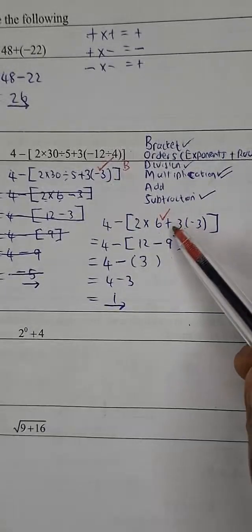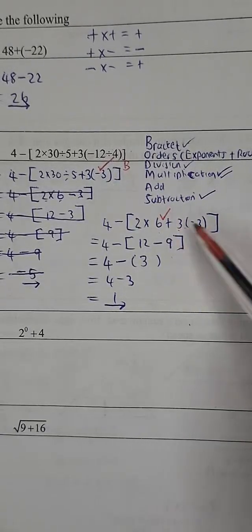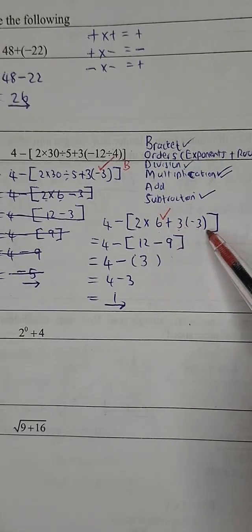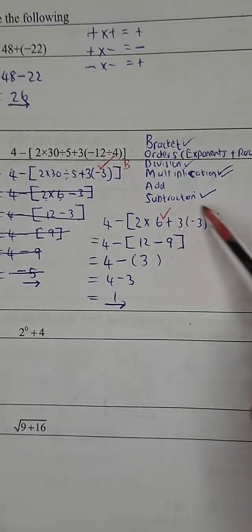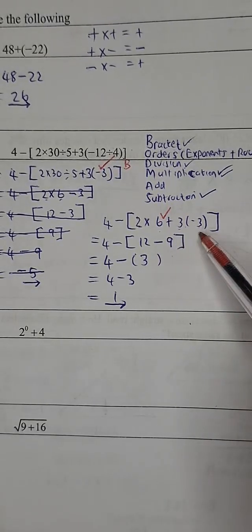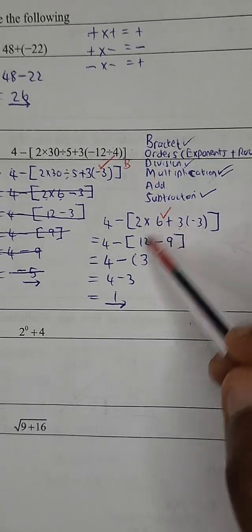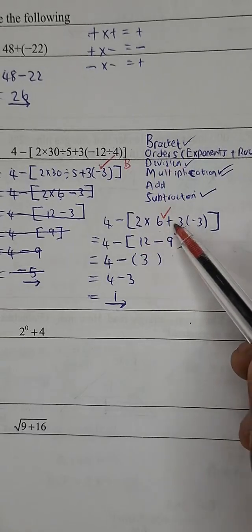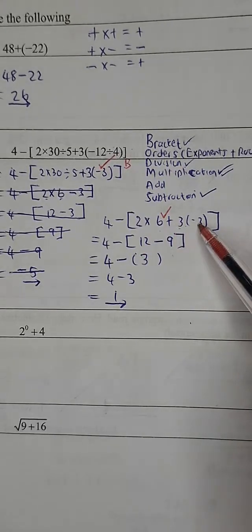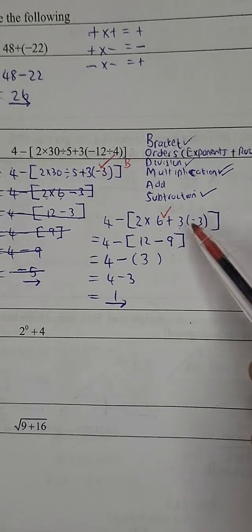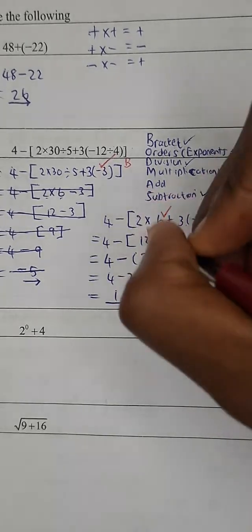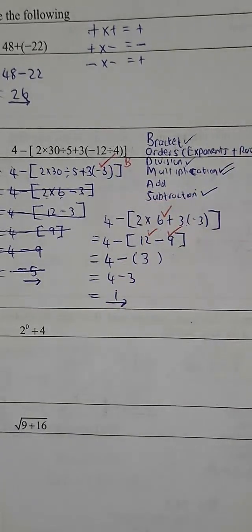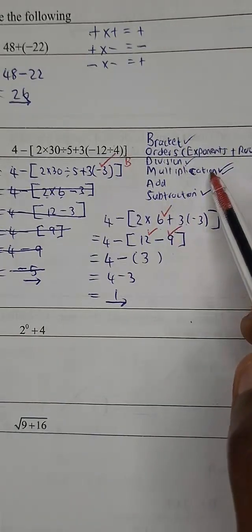Then you follow it with plus 3. Brackets. What do brackets mean in maths? Multiply. So we have 2 things we can multiply. 2 times 6 and 3 times negative 3 because brackets mean multiply. So what is 2 times 6? We get 12. What is positive 3 times negative 3? 3 times negative 3 gives us negative 9. So tick, tick for what? For multiplication being done. After multiplication is done, we check again.